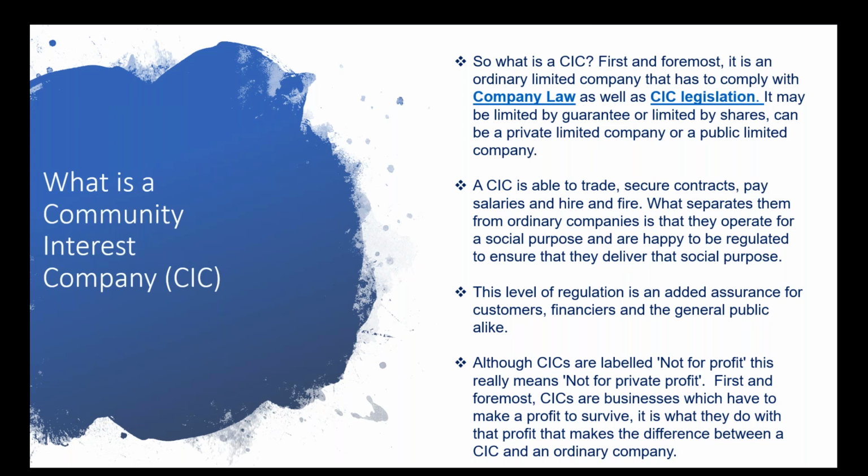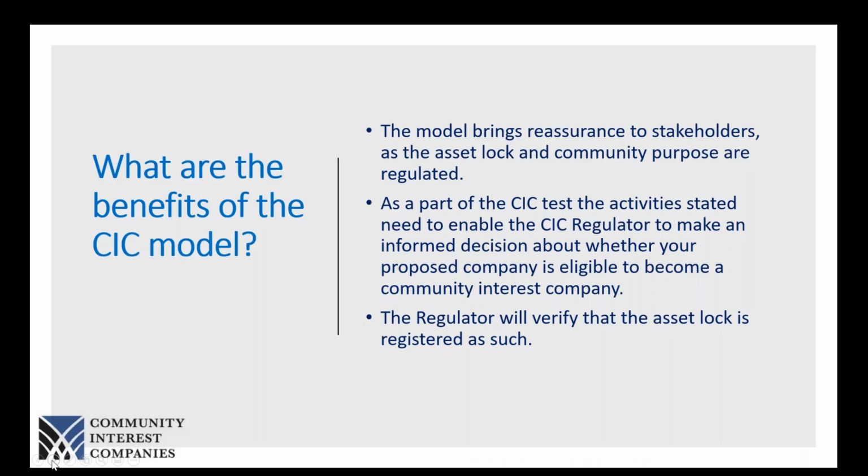What separates them from an ordinary company is that they operate for a social purpose and are happy to be regulated to ensure that they deliver that social purpose. This level of regulation is an added assurance for customers, financiers, and the general public alike. Although CICs are labelled not for profit, this really means not for private profit. First and foremost, CICs are businesses which have to make a profit to survive. It is what they do with that profit that makes the difference between a CIC and an ordinary company. So take time to consider which of these models best fits your needs.